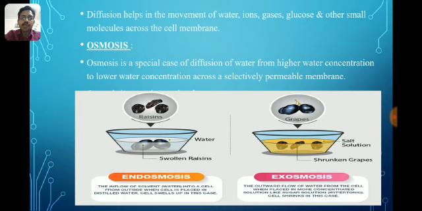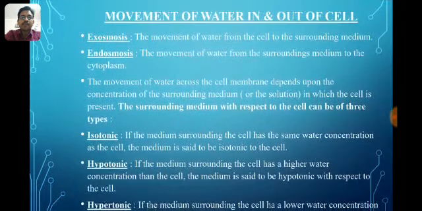This process in which the water molecules move into the cell is called endoosmosis. If the soaked raisins are then placed in salt solution or sugar solution, then the water molecules will move out from the cells, and this process is called exoosmosis. Thus, movement of water in and out of the cell can be described in terms of exoosmosis and endoosmosis.